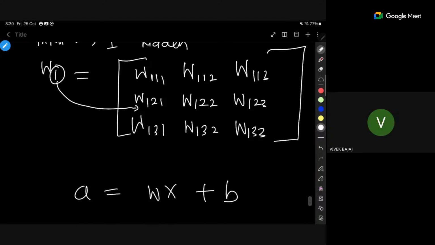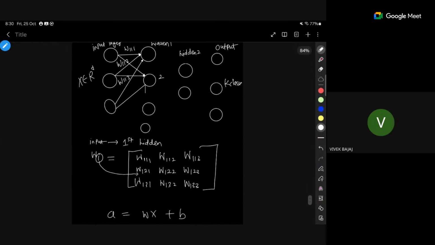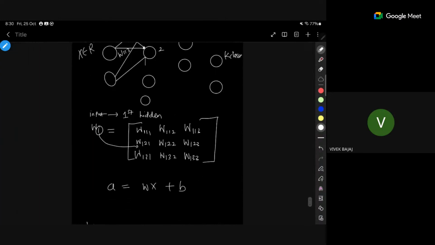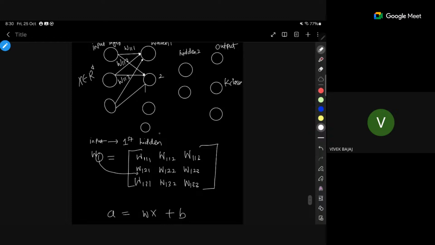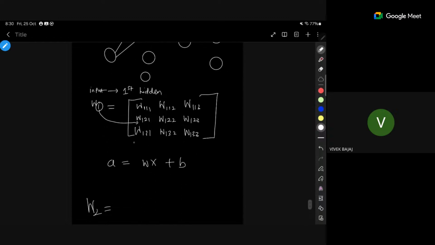But this will be a 5 into 3 matrix, no? You stopped at 3, you'll carry on to 4 and 5. No, there are 4 only, I think. Okay, 4, sorry. It should be 4 1, 4 2, 4 3, like this. This many neurons will be required.